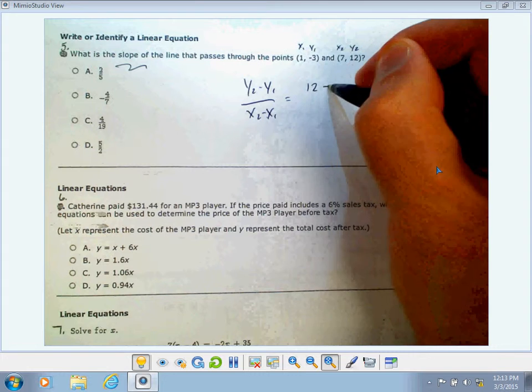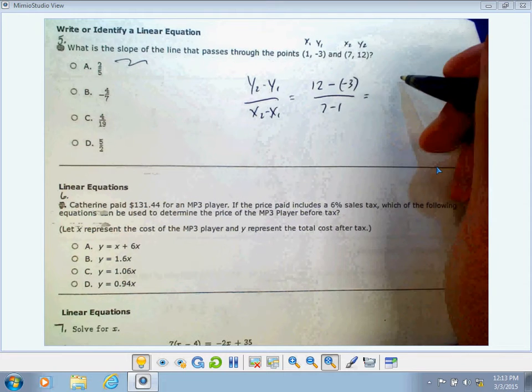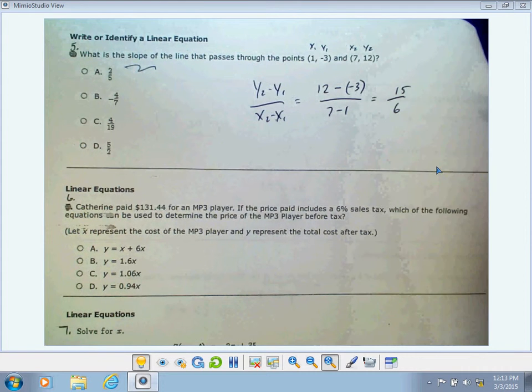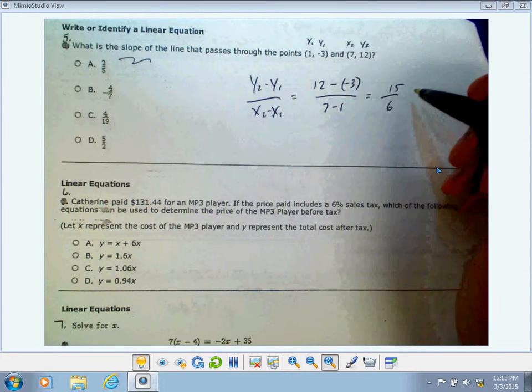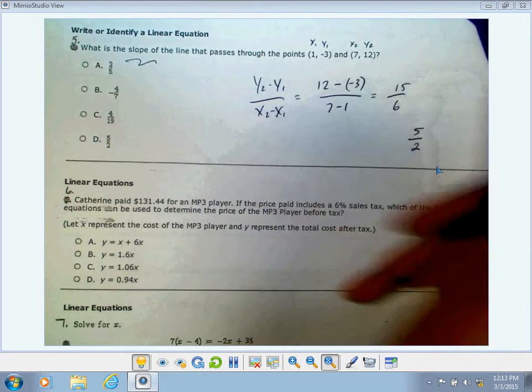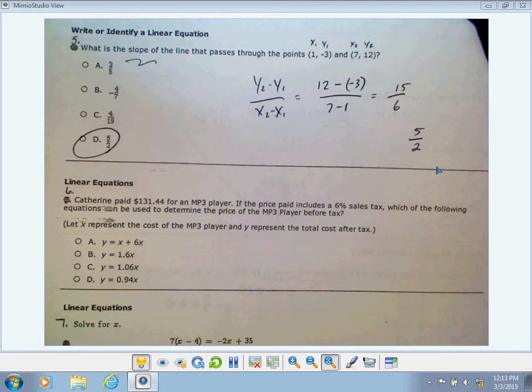So it's 12 minus negative 3 over 7 minus 1. 12 minus negative 3 is 12 plus 3, that's 15. 7 minus 1 is 6. So I got 15 over 6. If I reduce it, 3 goes into the top 5 times and into the bottom twice. 5 over 2, D. So after all the work that we did on number 4, imagine if you could get 1, 2, 3, and 5 correct. 4 out of 5 would be awful good and certainly be enough to be proficient. So even if you couldn't get number 4, 1 through 3 and 5 would be awesome.